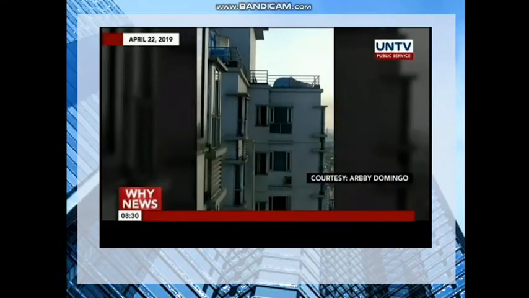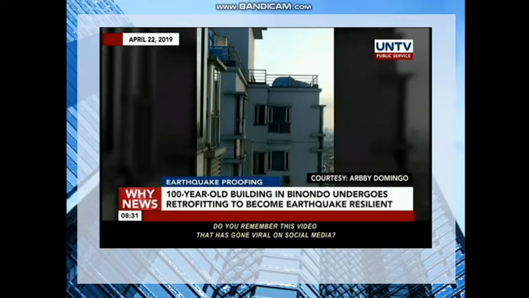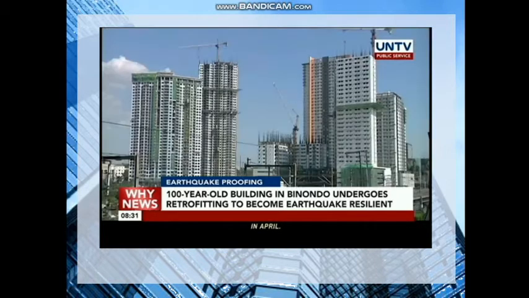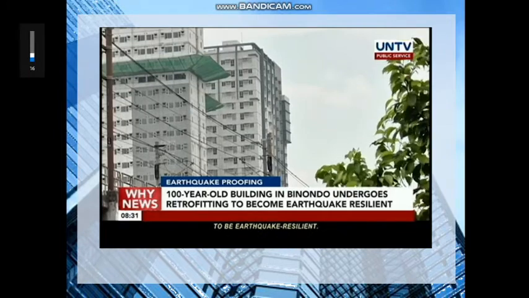Do you remember this video that has gone viral on social media? This shows two condominium buildings swaying as a magnitude 6.1 earthquake struck Luzon in April. According to the Association of Structural Engineers in the Philippines, swaying skyscrapers during an earthquake is normal, as they are designed to be earthquake resilient.